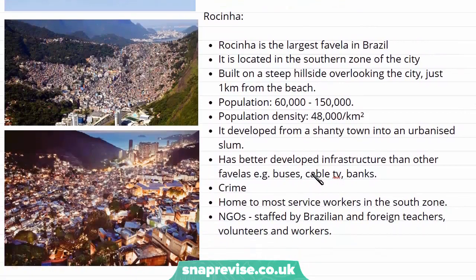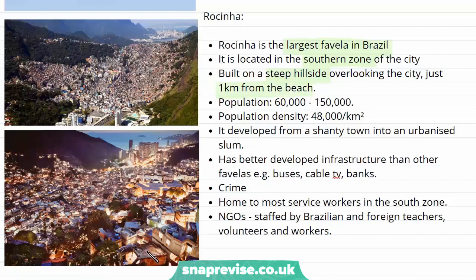So Rocinha, as pictured in these photographs here, is the largest favela in Brazil, and it's located in the southern zone of the city of Rio. It's built on a very steep hillside, as we can see, and it overlooks the main part of the city, and it's just 1 kilometer from the beach.